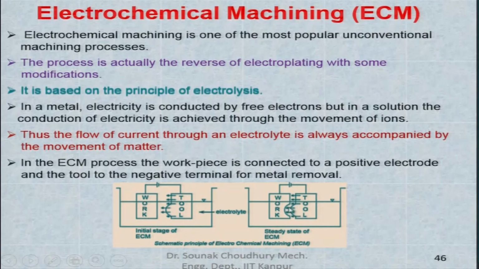So, the tool has to advance further. Okay. So, this is the schematic principle of electrochemical machining. Once again, the workpiece you can see is connected to the positive terminal, and the tool is connected to the negative terminal.